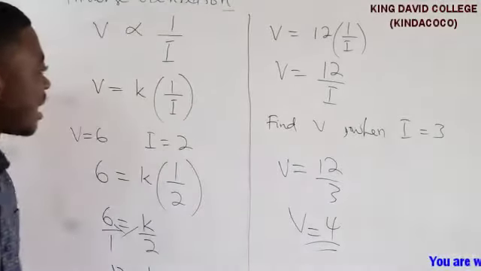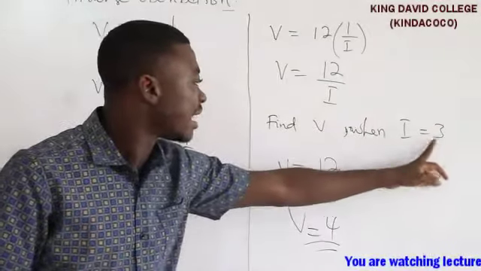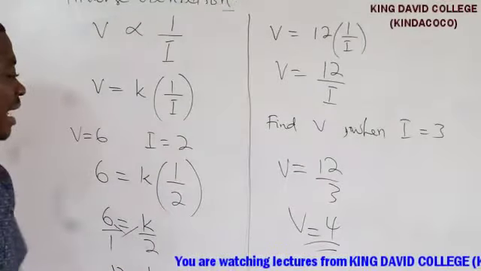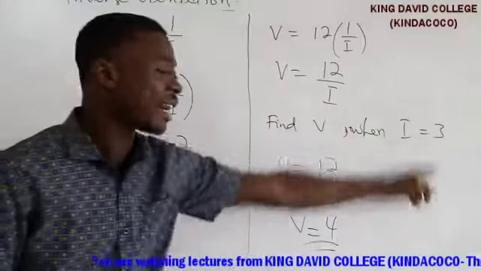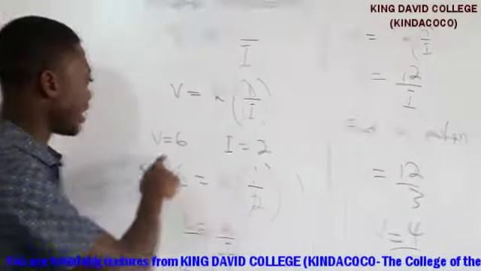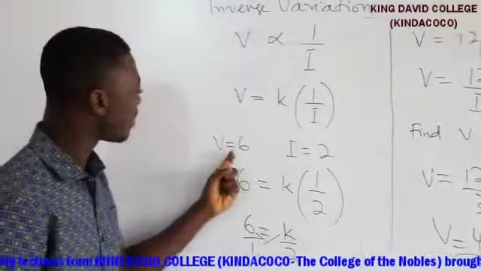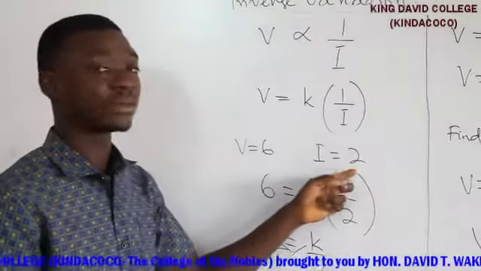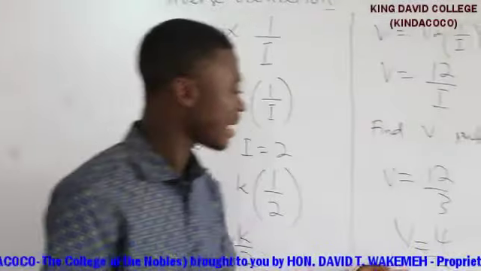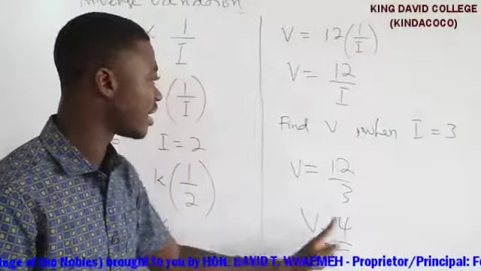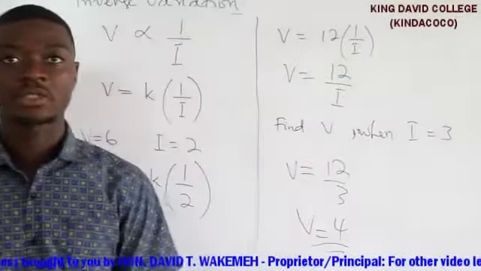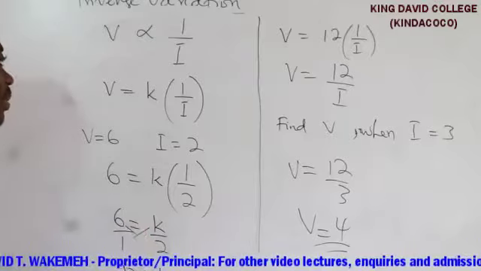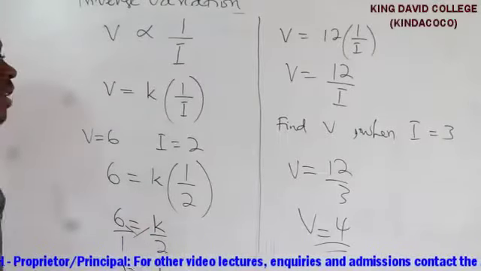So you realize that if I increase I, my V will be decreasing, and if I increase V, my I will be decreasing. That's evident from here. You see, here the value of V is higher, which is 6, and therefore I came down to 2. But here, when I reduce the value for V, I is shot up. Okay, so that is how the relationship always looks in inverse variation.